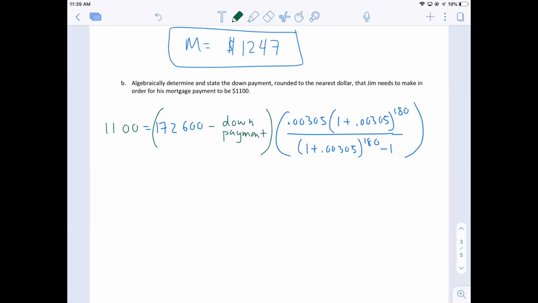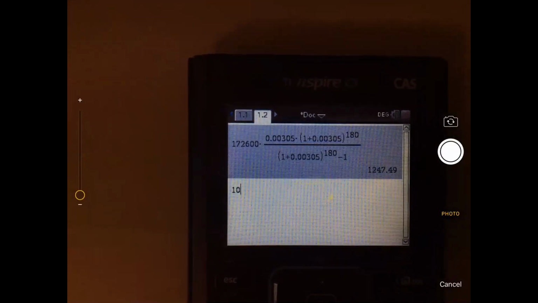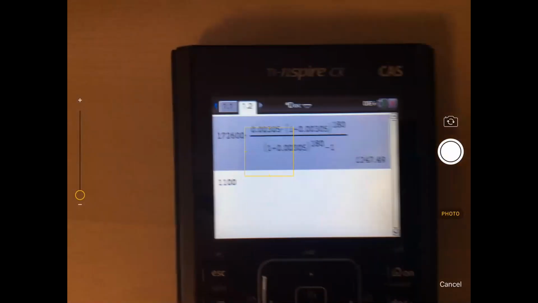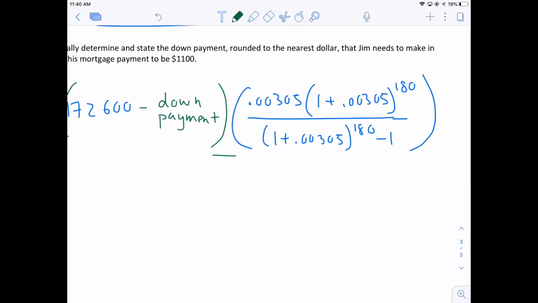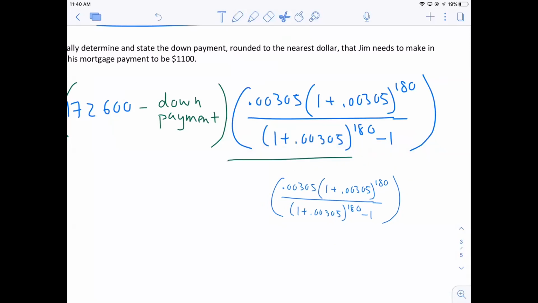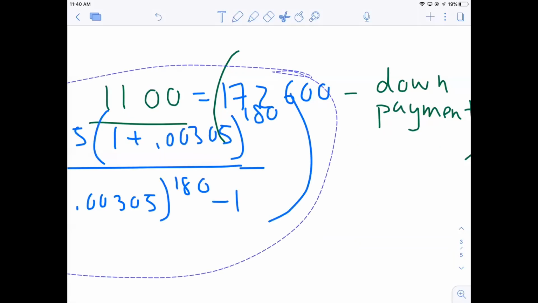So again, that's a crazy looking equation. I'll show you how you can type this in your calculator. So going back to our calculator, we're going to do 1,100 divided by all of that. What I'm going to do in my calculator now is divide both sides by this quantity. Let me copy and paste this. I'll divide the right side by this, and so I have to divide the left side by that quantity.